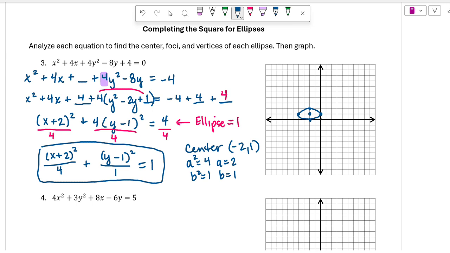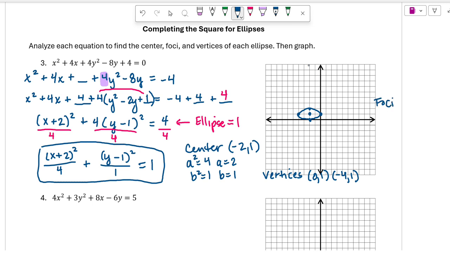So our vertices for this are pretty easy just to look at the graph and decide. So we'll say vertices are at 0 comma 1 and negative 4 comma 1. Your book, again, only lists the vertices as the ends of the major axis, so we're just going to stick with that. Okay, and then the foci.